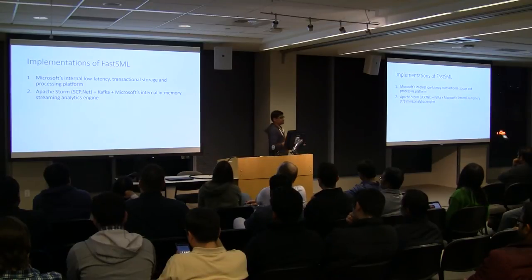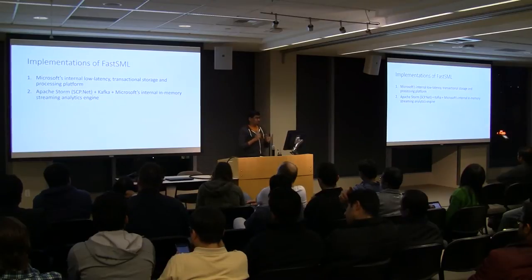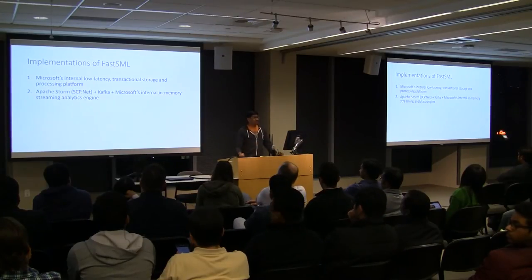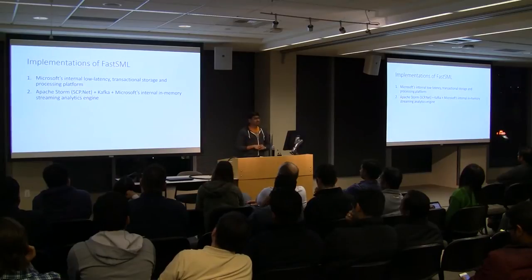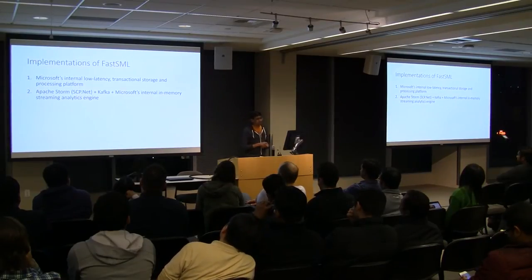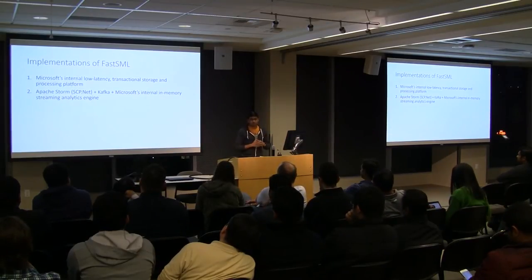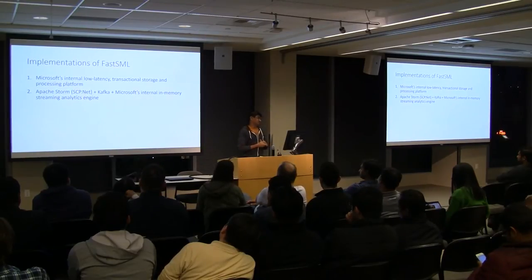These are the implementations of the FastSML scenario. I'm aware of at least two different implementations available; probably there are more. One involves Microsoft SQL, a low latency transaction storage and processing platform. I don't know if there is any paper outside, so I'm afraid of going into the details. The other implementation is based on Storm, Kafka, and an in-memory streaming analytics engine, which is internal to Microsoft. For Storm, we use SCP.NET, a C-Sharp wrapper for Storm. It was internal to Microsoft at some point. I believe it's also available now to external customers as a part of the HDInsight offering in Azure.